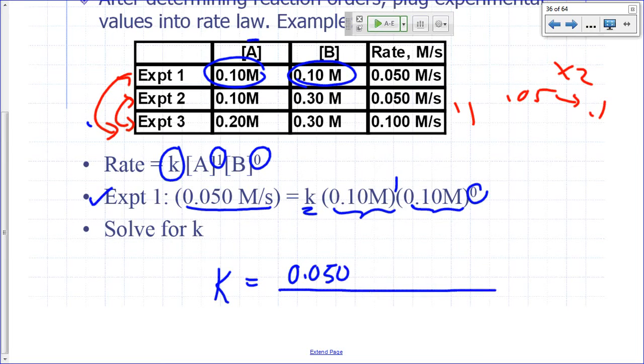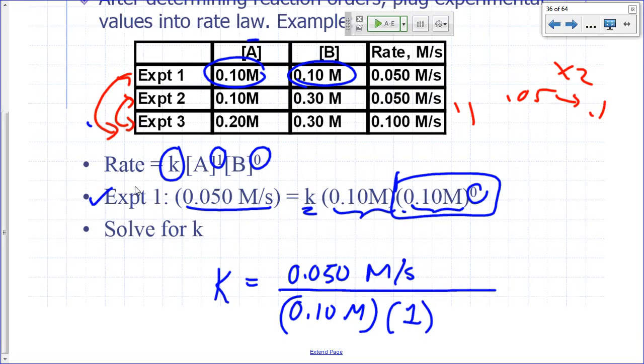0.050 divided by, okay, that's moles per liter per second, divided by 0.10 molarity, moles per liter, times, what's something raised to the power 0? It's just 1, right? It doesn't depend on B. So this gives us how much? 0.05 divided by 0.1. It's going to be 0.5, right? 0.50. What happens to your moles per liter? Cancels out, right? So the unit here is just per second.